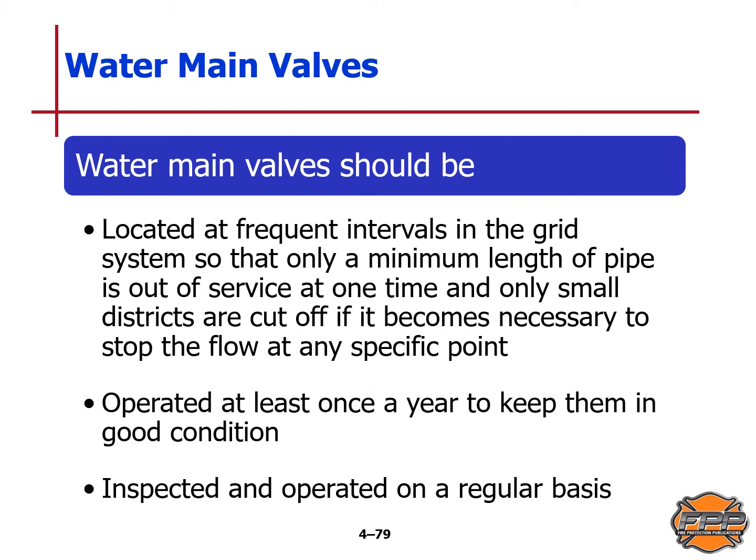These can be located at frequent intervals in the grid system, so only a minimum length of pipe is out of service at any one time, and only small districts are cut off if it becomes necessary to stop the flow at any specific point. These need to be operated at least once a year to make sure that they stay in good condition, and inspected and operated on a regular basis.